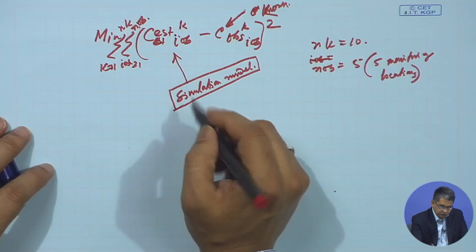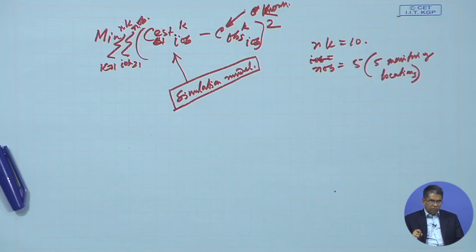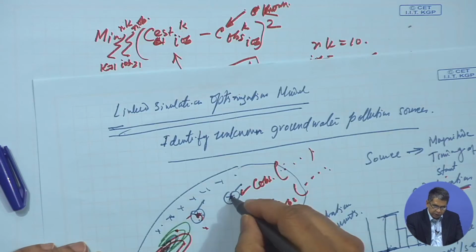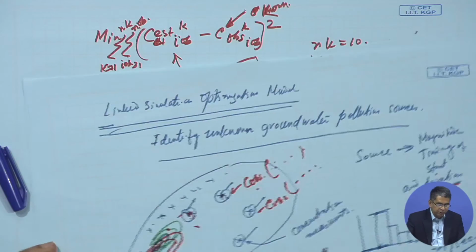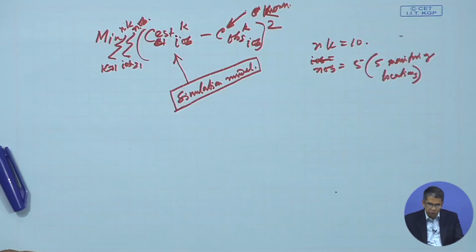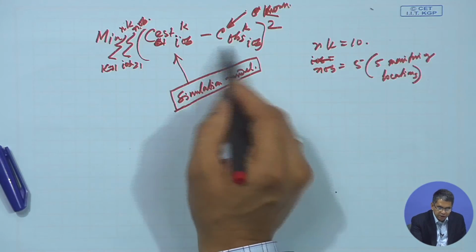That means what it says is that you try to minimize the difference between what value of concentration has been simulated at this point. At this point, you have simulated some values, and you have some observation. So, you try to minimize the difference between these two, or try to make sure they are as close as possible. So, your objective is to minimize the difference between this.